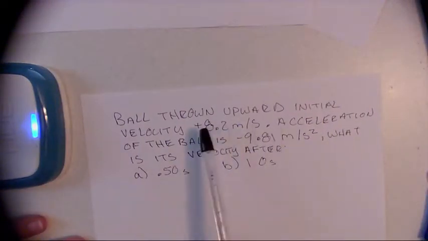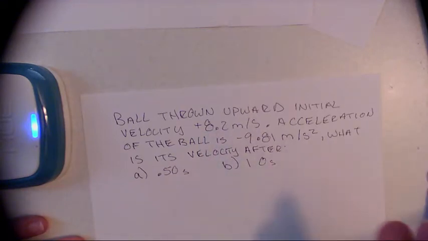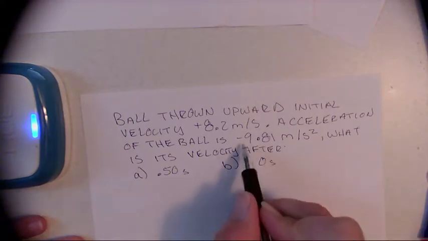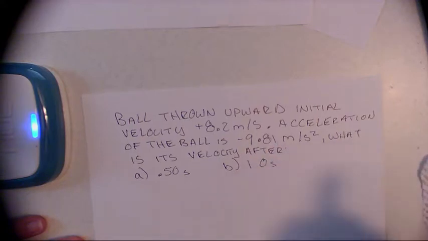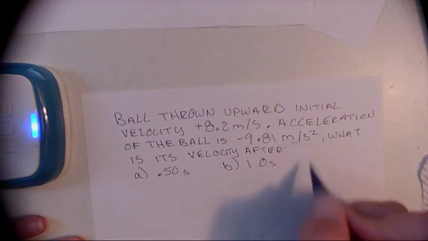Okay, so here's the story on this question. I have a ball and it's in my hand and I'm going to toss it upwards. Its initial velocity is going to be 8.2 meters per second. The acceleration, you'll notice, is 9.81 meters per second. This is gravity. It's going up.